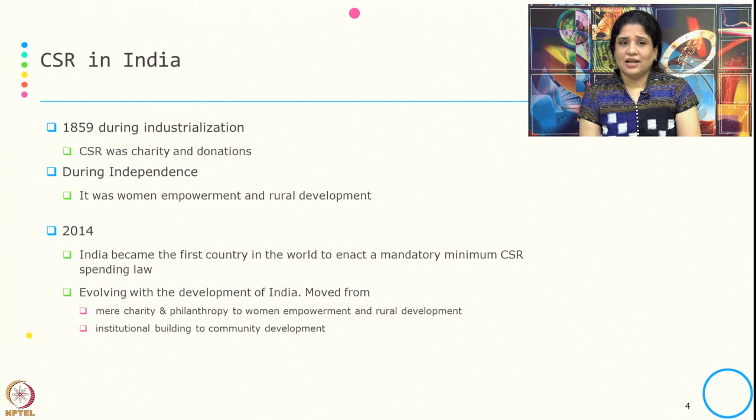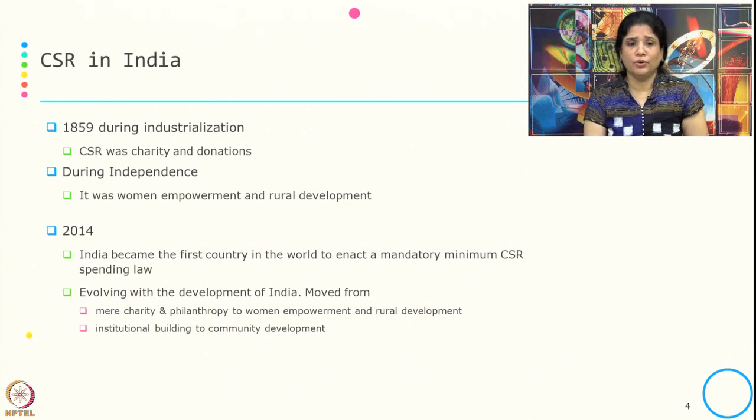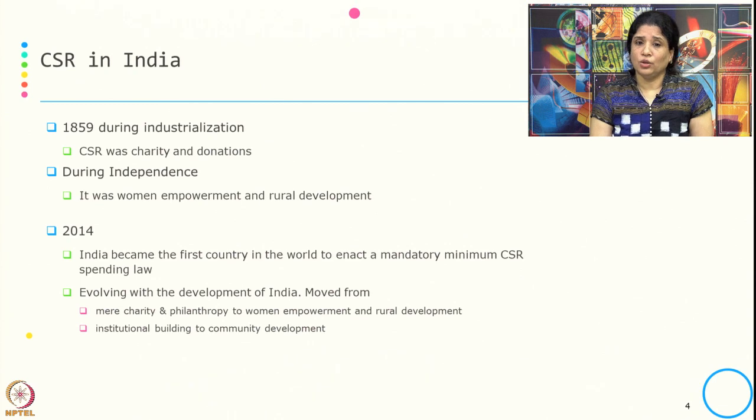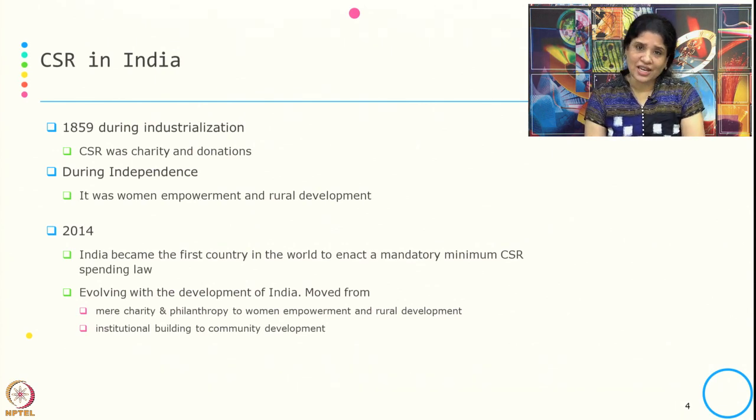CSR in India started in 1859 during industrialization. It was just about charity and donation, and during independence it was women empowerment and rural development. Then in 2014 the Companies Act was approved, and India became the first country in the world to enact a mandatory minimum CSR spending law. So over a period of time, CSR in India has evolved with the development of India, moving from charity and philanthropy to women empowerment, rural development and many more focus areas, and from institution building to community development.